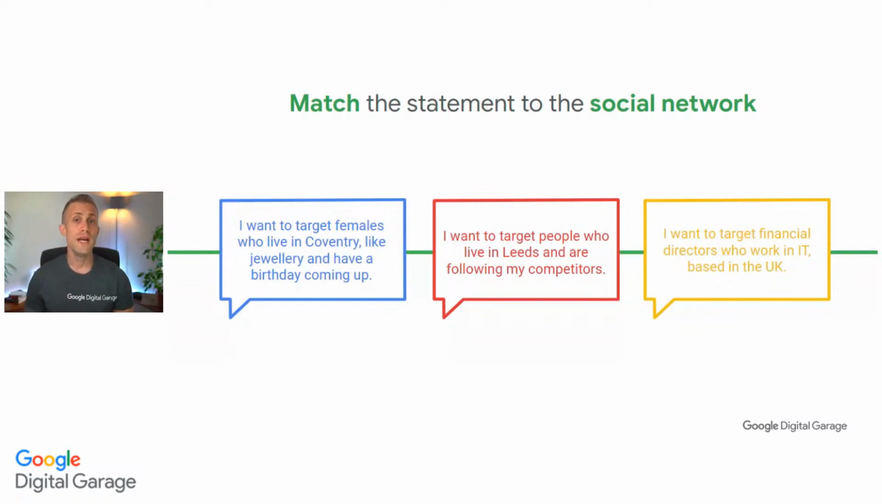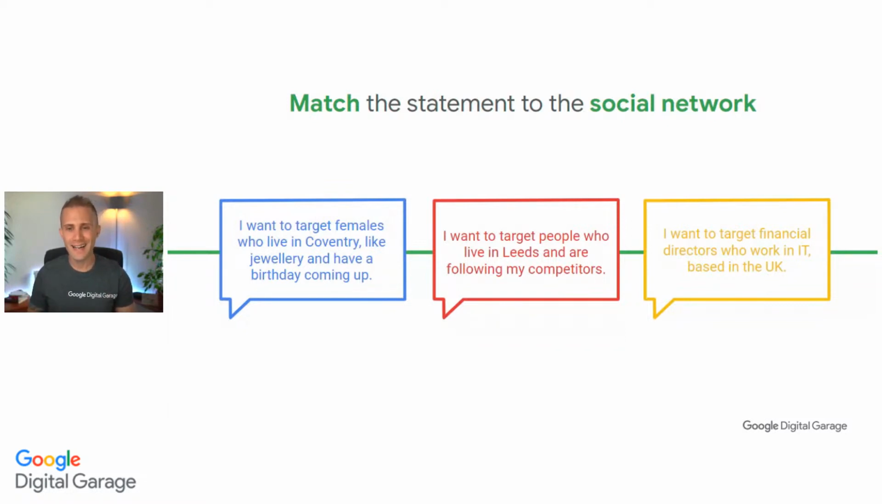Next one, red. I want to target people who live in Leeds and are following my competitors. So again, red equals or dash with social media platform. Last but not least, I want to target financial directors who work in IT based in the UK. So yellow equals whichever. Now, really looking forward to getting your answers, although I'd like to let you know there is no 100% correct answer here.